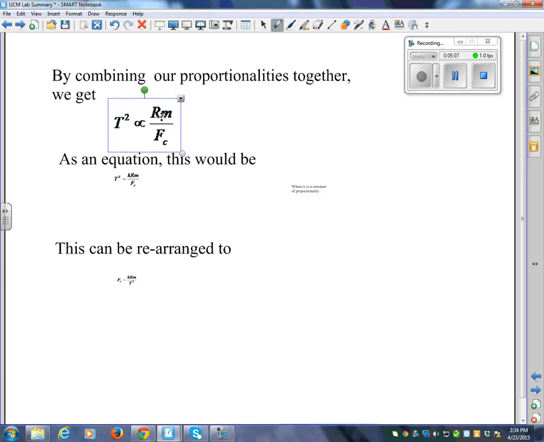How do you turn a proportionality statement into an equation? Do you know? You might not know. You get exactly the same thing, but instead of the proportionality symbol, you get an equals, and you have to insert the letter K. What does K stand for?